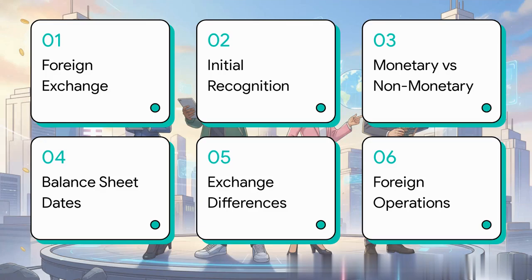So, here's how we're breaking it down today. First, the foreign exchange challenge. Second, rules for initial recognition. Third, monetary versus non-monetary items. Fourth, balance sheet date adjustments. Fifth, calculating exchange differences. And finally, number 6, translating entire foreign operations. Let's get right into it.